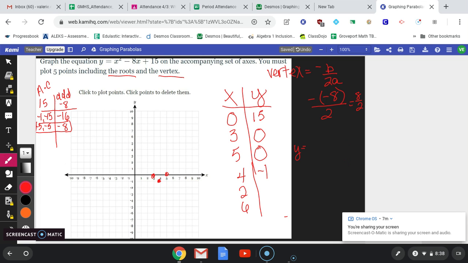So y equals 2 squared minus 8 times 2 plus 15. 2 squared is 4, minus 16, plus 15. So that is 3. 4, that's a negative 12 plus 15 is 3. So I go to 2 and I go up to 3.